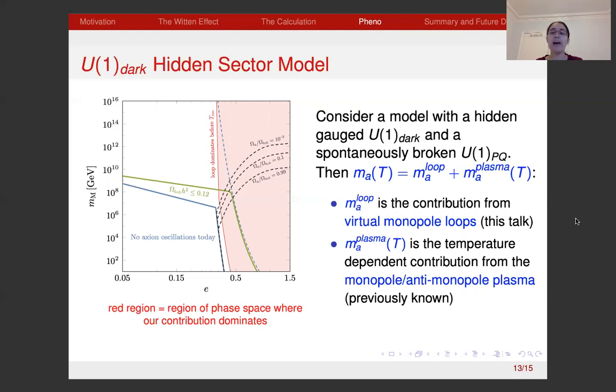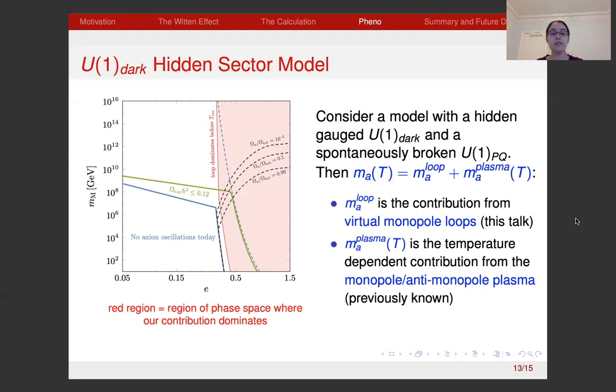And so the question we really want to ask is, when is our contribution the dominant contribution? That's shown in red on this plot on the left. Here the x-axis is a function of the coupling, and the y-axis is a function of the monopole mass. This blue solid line on the plot is where the axion mass is too small because there'll be no oscillations today, so the axion can't be dark matter. And this green line is where the total dark matter abundance is equal to 0.12. So we need to be below that line in order not to overclose the universe.